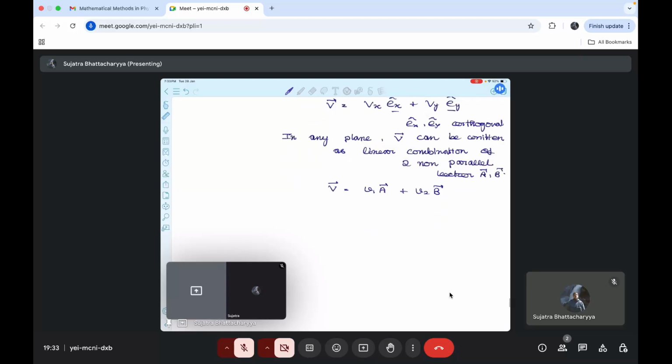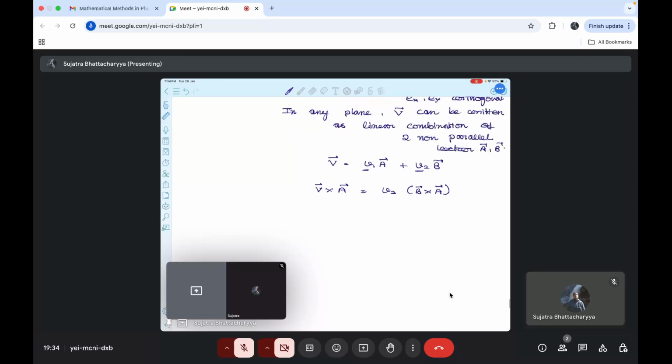Now, how can we segregate this out? That is, what will be v1 and what will be v2? For that, let us do this. V cross a. What will you get? A cross a will be 0. So it will be v2 b cross a. Correct? This we will get. Similarly, v cross b will be v1 a cross b.